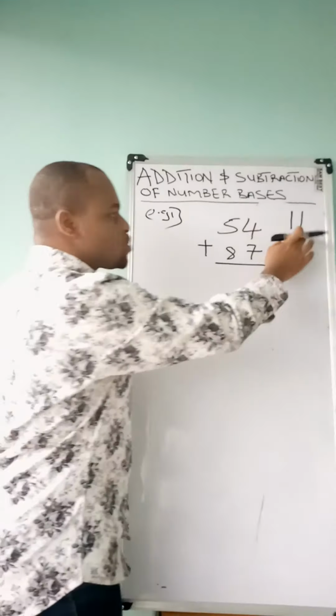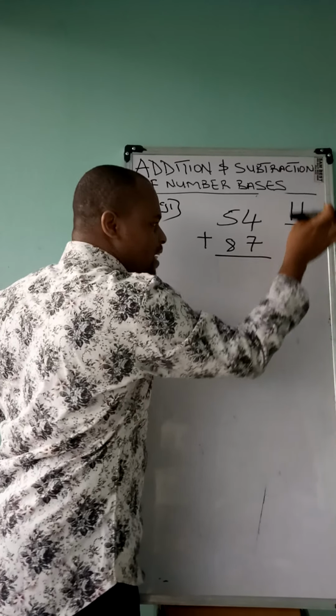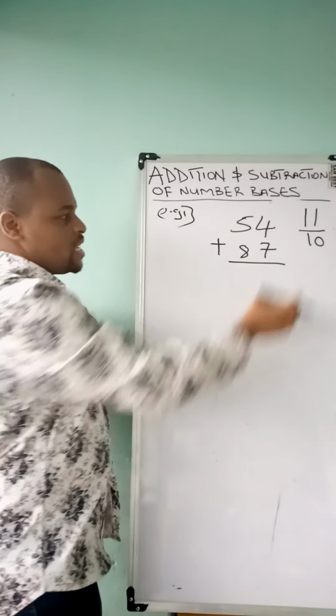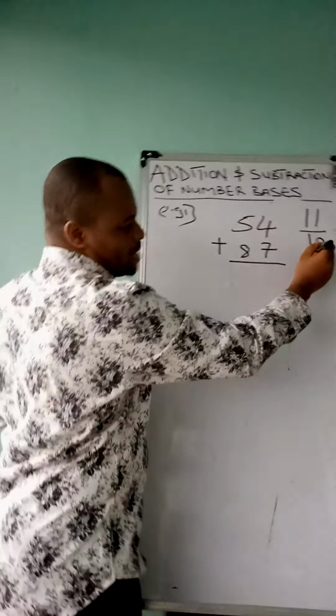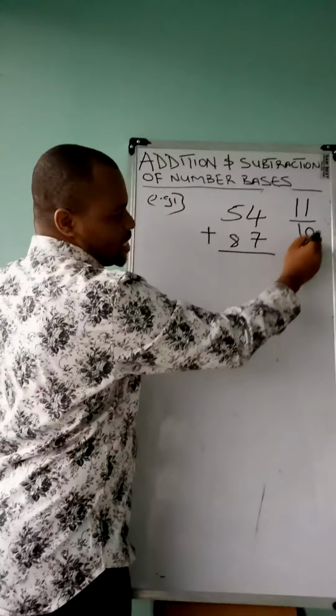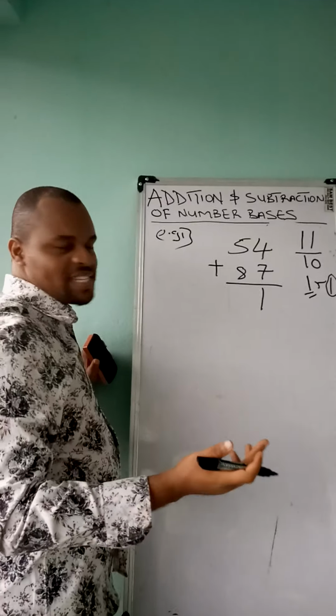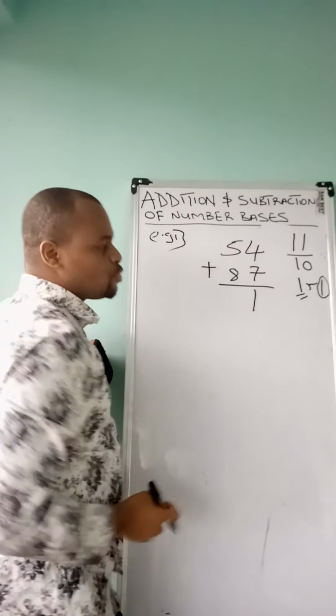Because I'm working in base 10, I have to divide by 10 because this number is bigger than the base I am working on. 10 into 11 is how many times? It is 1 time, remainder 1. I write this remainder, which is 1, and carry this number. I now come here. 5 plus 8 is what? 13. 13 plus 1 is what?